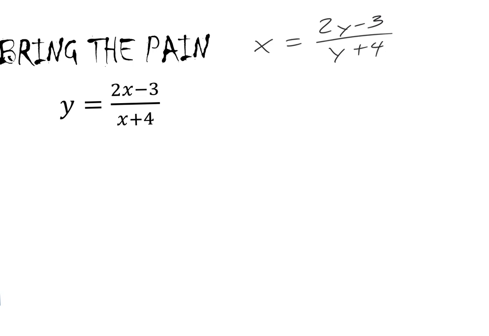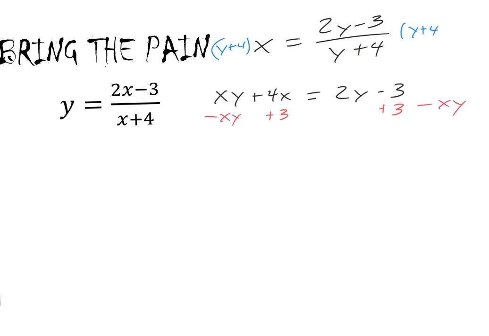Before I do that, I'm going to have to get rid of this fraction. So I'm going to multiply both sides by y plus 4. So what do I have? I would have xy plus 4x equals 2y minus 3. All right, let's add 3. Let's also subtract this xy on both sides. What would that end up with? These would cancel, these would cancel. I'd have 4x plus 3 equals 2y minus xy. Okay, at least all the y's are on the same side.